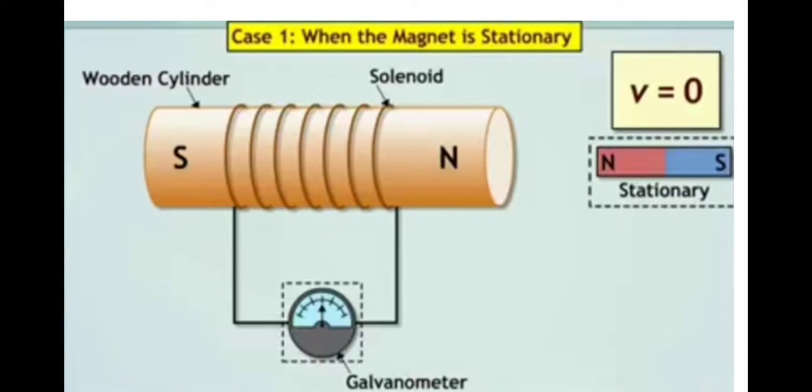When the magnet is stationary, the pointer of the galvanometer shows 0. It deflects towards the right when the north pole of the magnet is moved toward the solenoid. The galvanometer shows 0 reading when the motion of the magnet stops. This proves that as long as the magnet keeps moving, current flows in the solenoid.